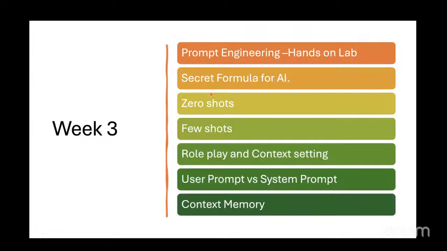In week three, we will cover the most advanced topics in prompt engineering. As I said in the very beginning, there is a secret sauce, or secret formula, for AI. I will go over the secret formula for extracting the best response from an AI system. We will cover zero-shot and few-shot techniques, role play, and how to set the context. We will also cover the difference between the user prompt and the system prompt, and the role context memory plays in AI systems.